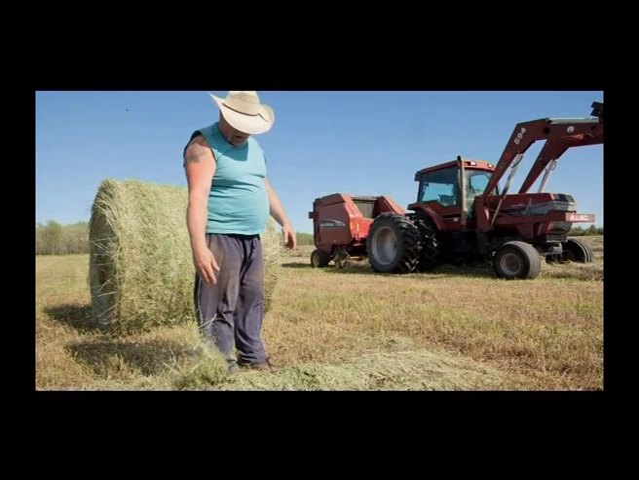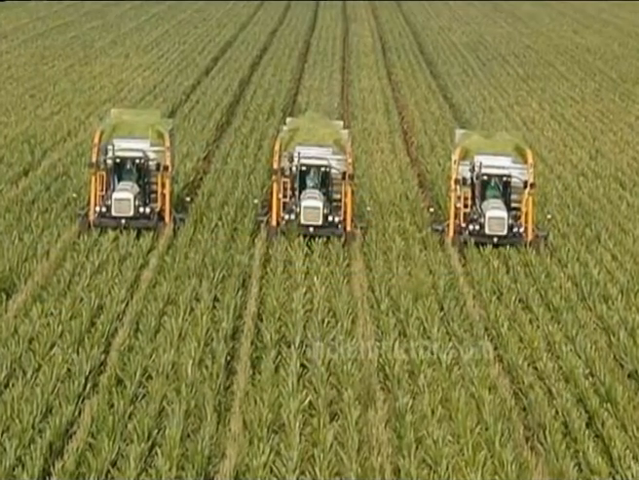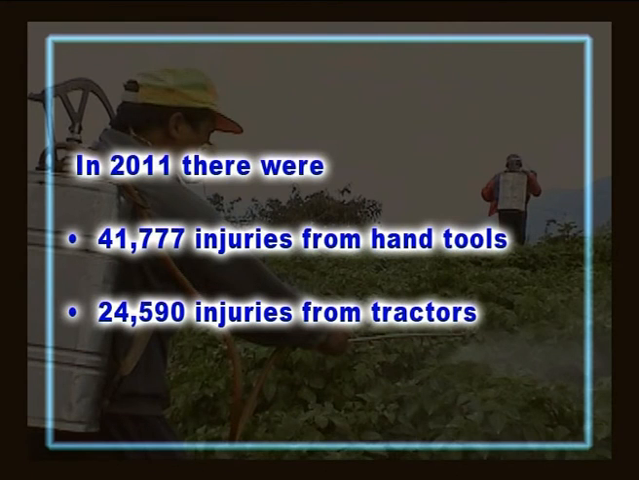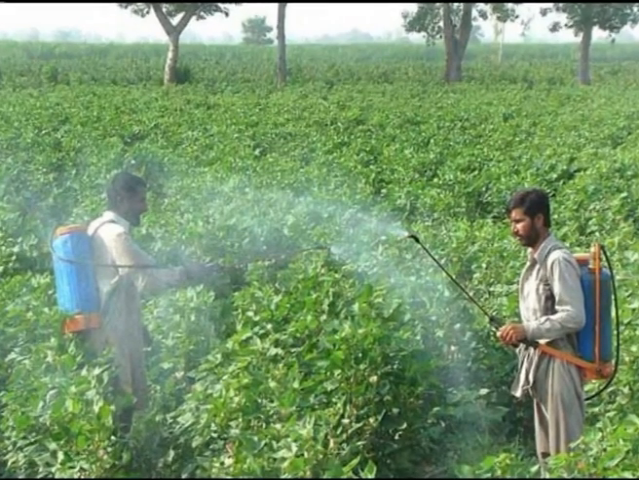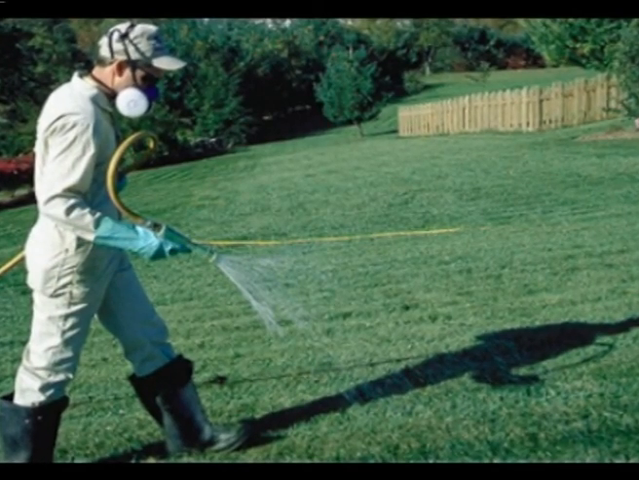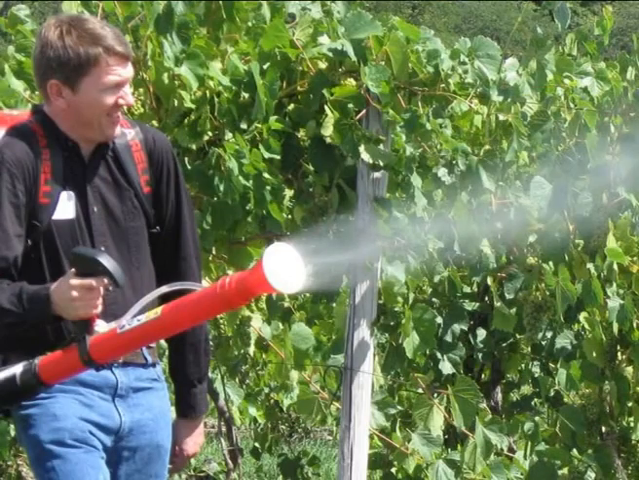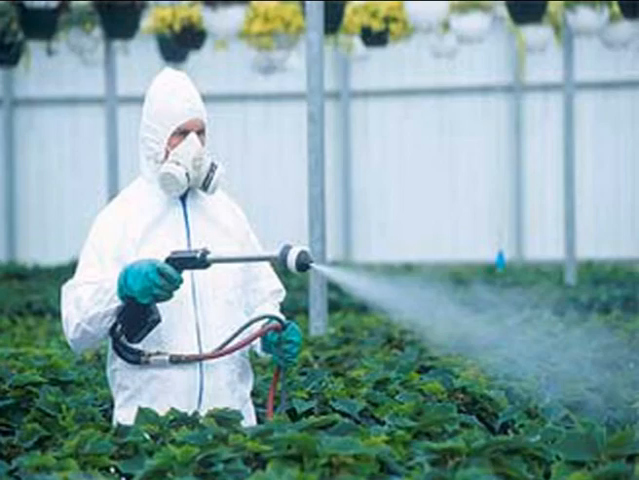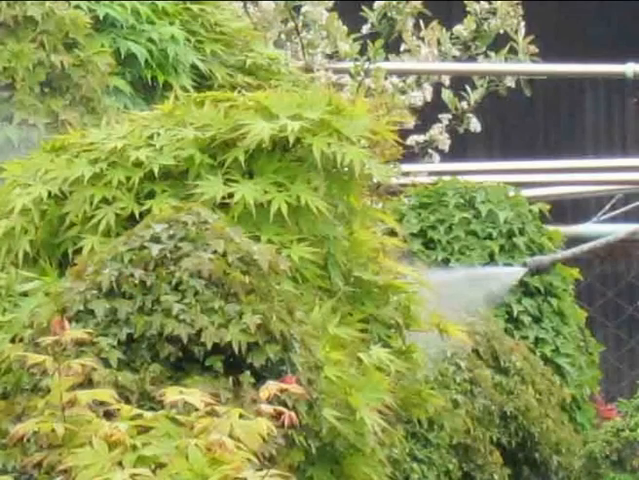As for non-fatal injuries in agriculture, machinery was the leading source with 99,402 reported injuries. In 2011, there were 41,777 injuries from hand tools and 24,590 injuries from tractors. Skin disorders. Farm workers are exposed to many occupational and environmental risk factors that result in skin diseases, whether from mechanical devices, chemicals, plants, organic and inorganic dust, or fungi.